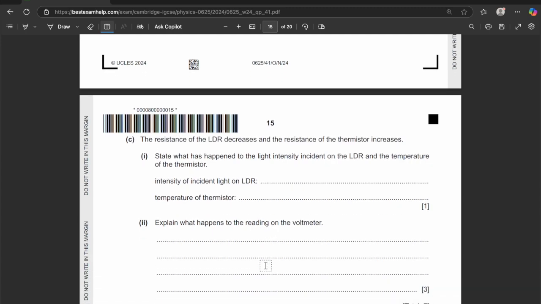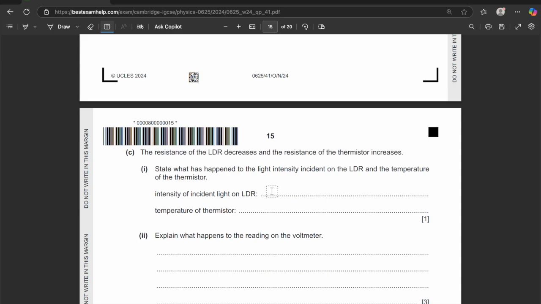So C1, the resistance of the LDR decreases and the resistance of the thermistor increases. State what has happened to the light intensity incident on the LDR and the temperature of the thermistor. If the resistance decreases, they're inversely related to each other. So if resistance decreases for the LDR, then the light intensity will be increased, and for the temperature it will be decreased.